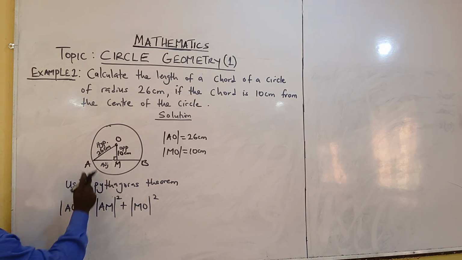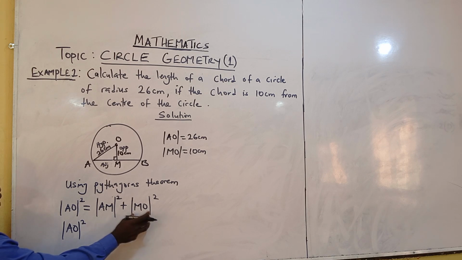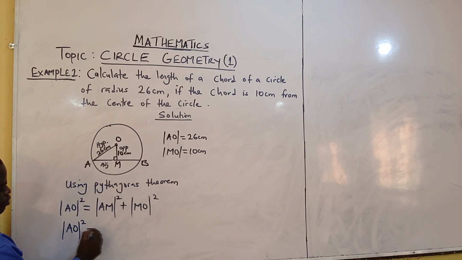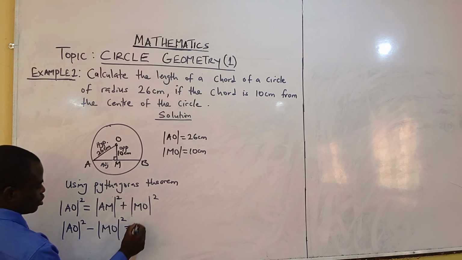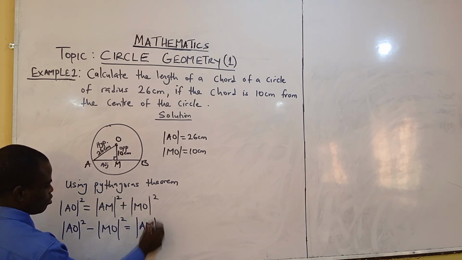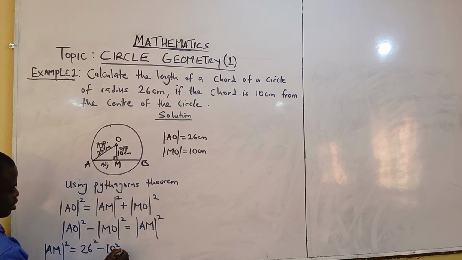What are we looking for? We're looking for AM. Line AO squared, take MO to this side, you have minus line MO squared equals line AM squared. Okay, now AM squared equals, what is AO? AO is 26 squared minus MO 10 squared.